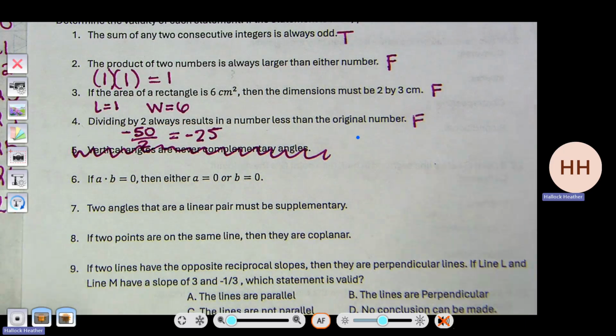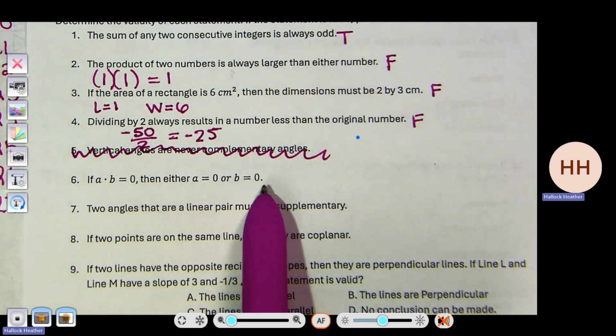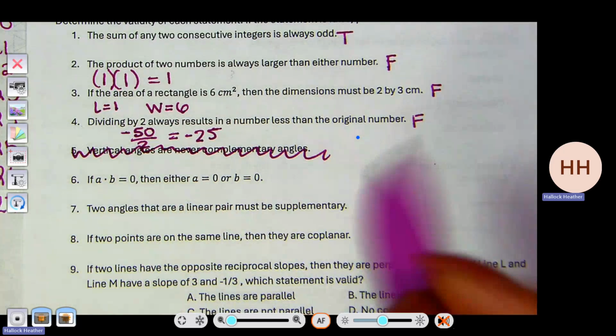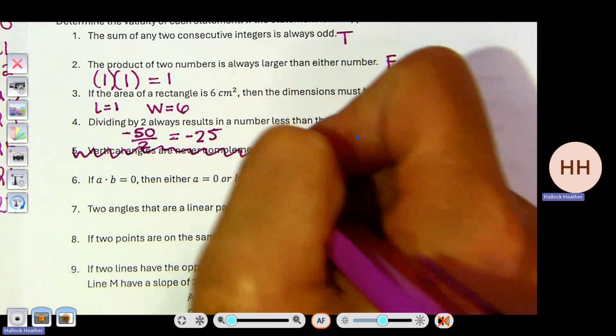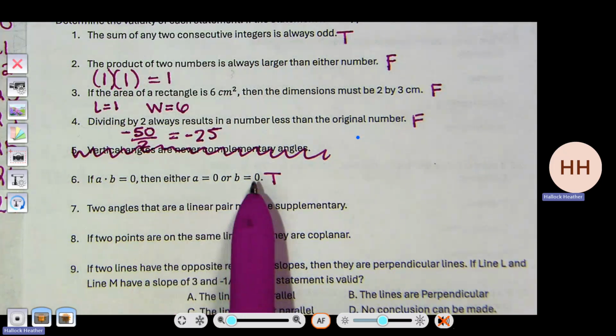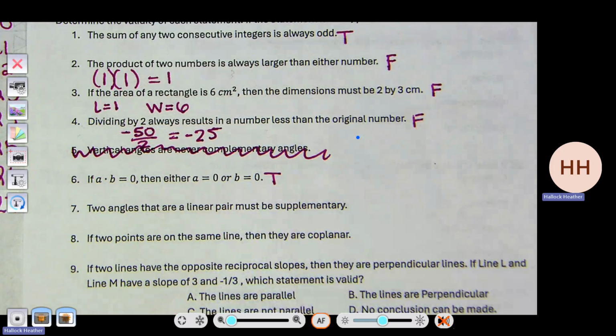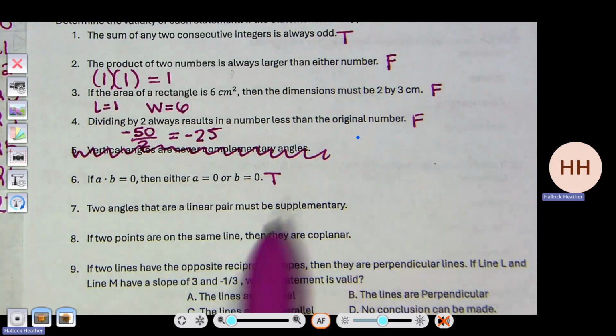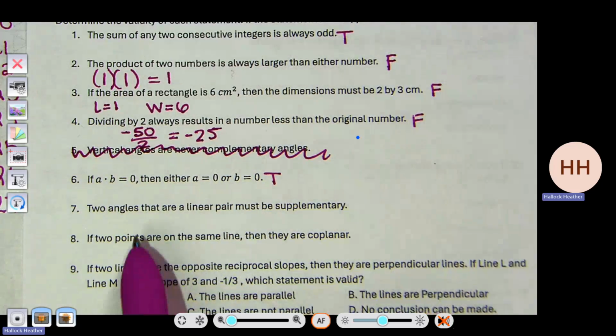Okay, so if A times B equals 0, either A or B has to be 0. That's true. What would be a counterexample to that? Well, one of them is 0. It's saying either A or B has to be 0. Okay, so that's why this is weird, because it plays mind games with your brain.